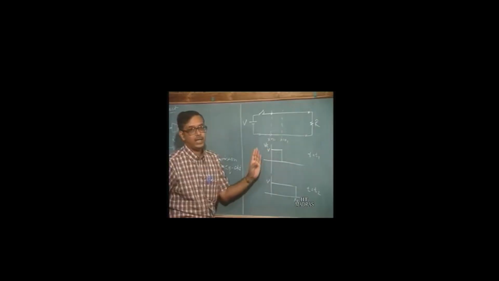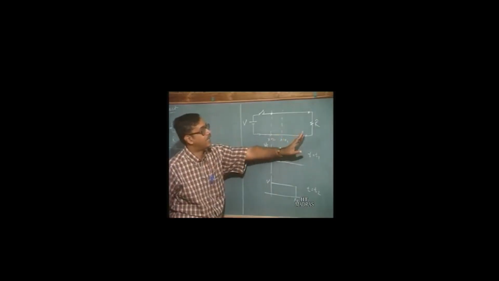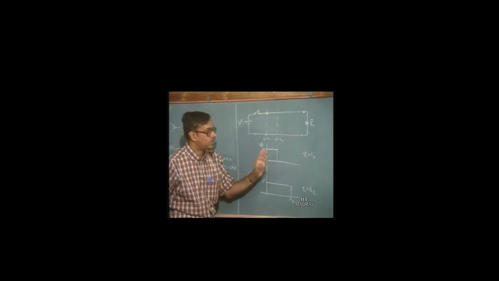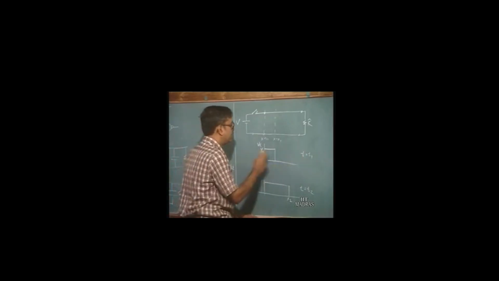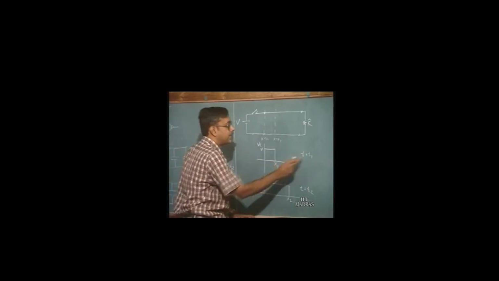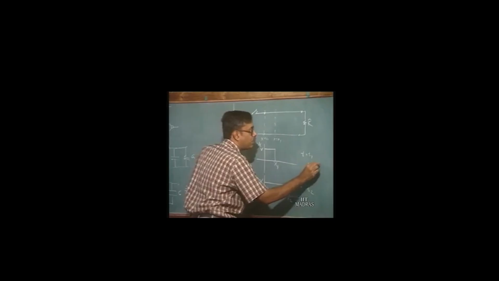So this voltage V is not instantaneously available at the load end. It moves with a particular velocity v. If it has moved x1 at time t1, then the velocity will be given by x1 by t1. So this is the velocity of the wave, the voltage front.